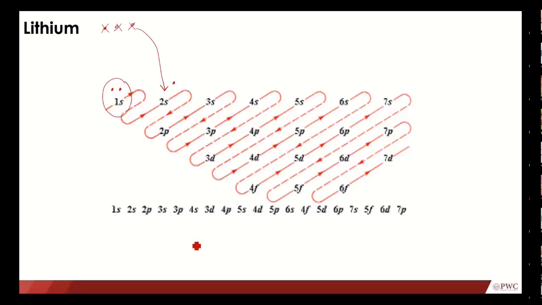Let's write this one. 1s, we have two electrons on the 1s. Then after 1s, we have the 2s, and then we have one electron over here. This is the electron configuration for lithium, 1s2, 2s1. So these superscripts are the electrons, and these numbers here are the address of that electron. It means there are two electrons on the first energy level on the s sublevel, and on the second energy level on the s sublevel, we have one electron. So this is the electron configuration for lithium.